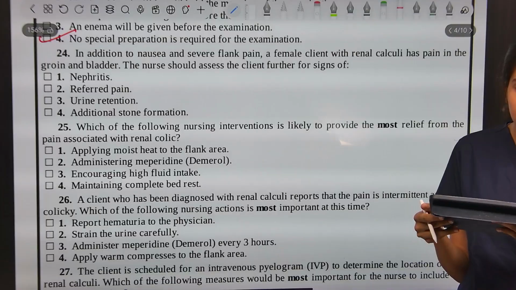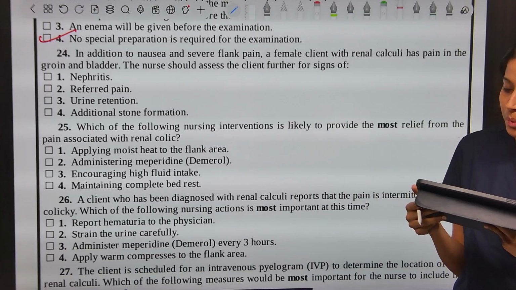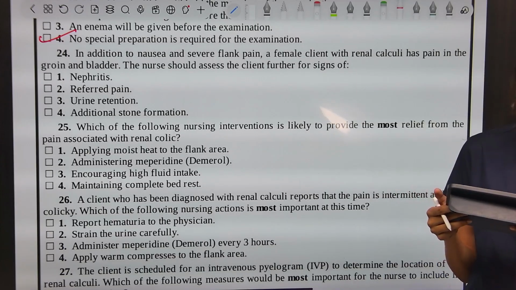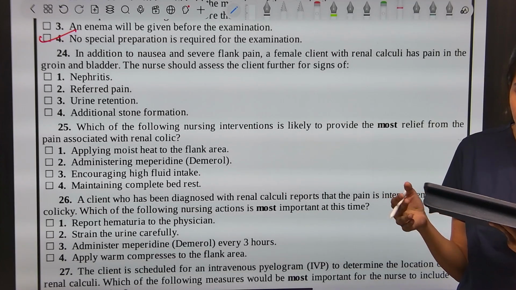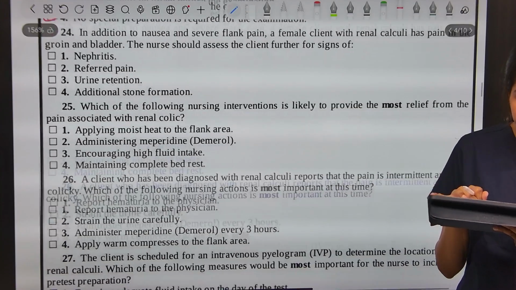Now question number 24. In addition to nausea and severe flank pain, a female client with the renal calculi has a pain in the groin and bladder. The nurse should assess the client for the sign of what? Four options are there. Try to answer the question.